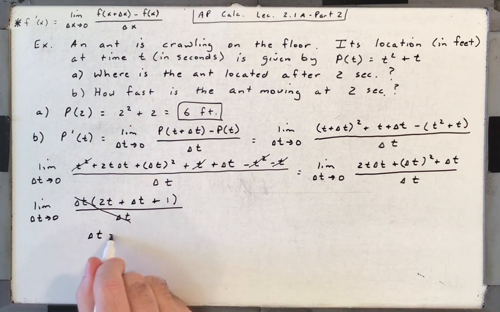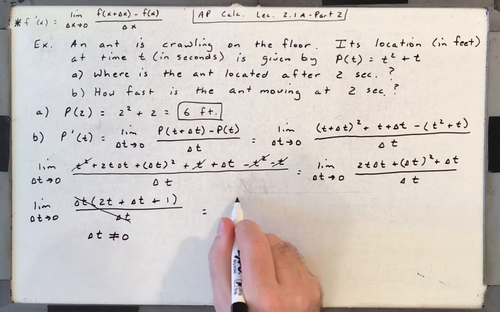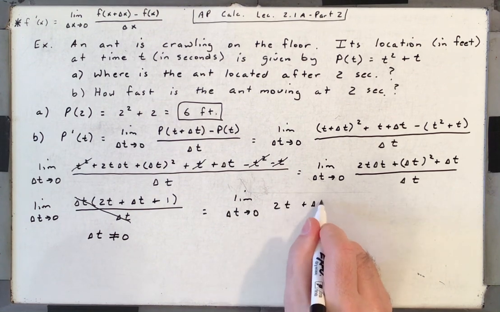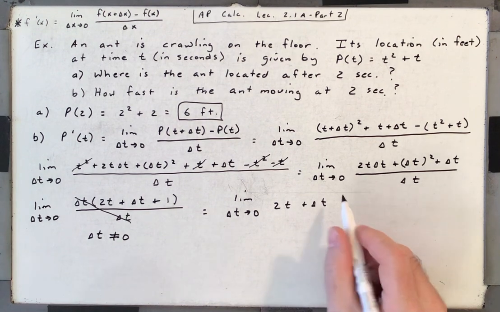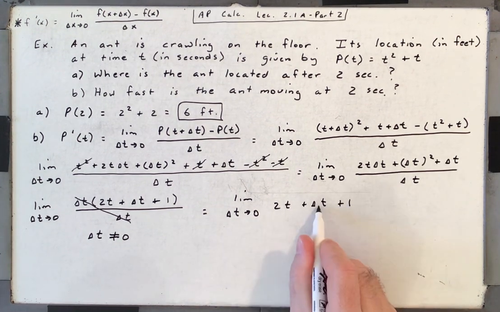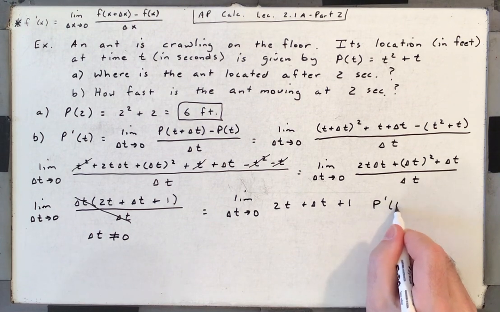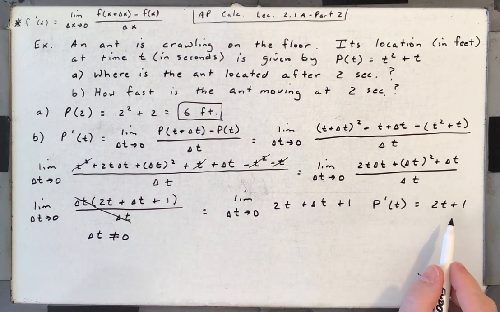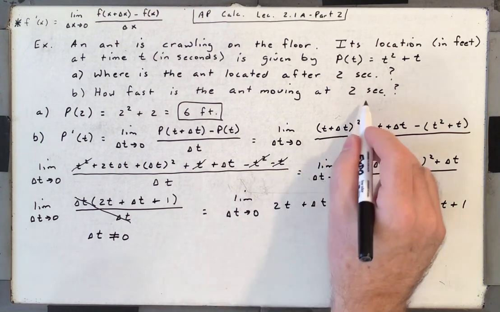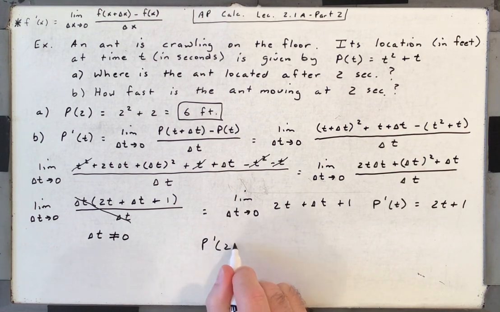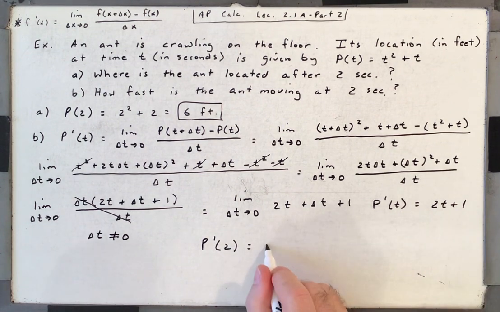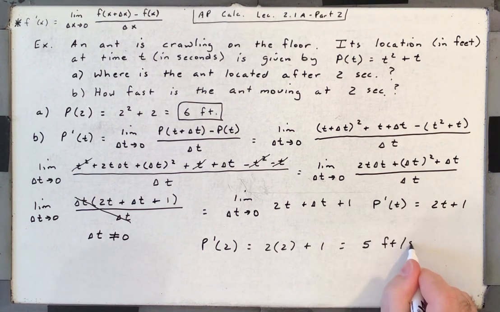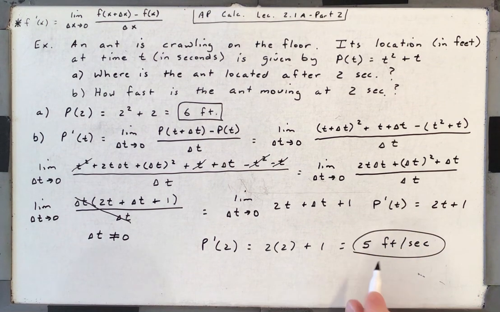As long as delta t does not equal 0, we can take the limit as delta t approaches 0 of 2t plus delta t plus 1. I plug in a 0 for delta t, and so P prime of t is going to just be 2t plus 1. That's our equation for the derivative. But we want to know how fast the ant is going at 2 seconds. So that would be what we call P prime of 2. We're going to plug 2 into the derivative. So that's 2 times 2 plus 1. That's 5 feet per second. The distance is in feet, the time is in seconds, so it'd be 5 feet per second.